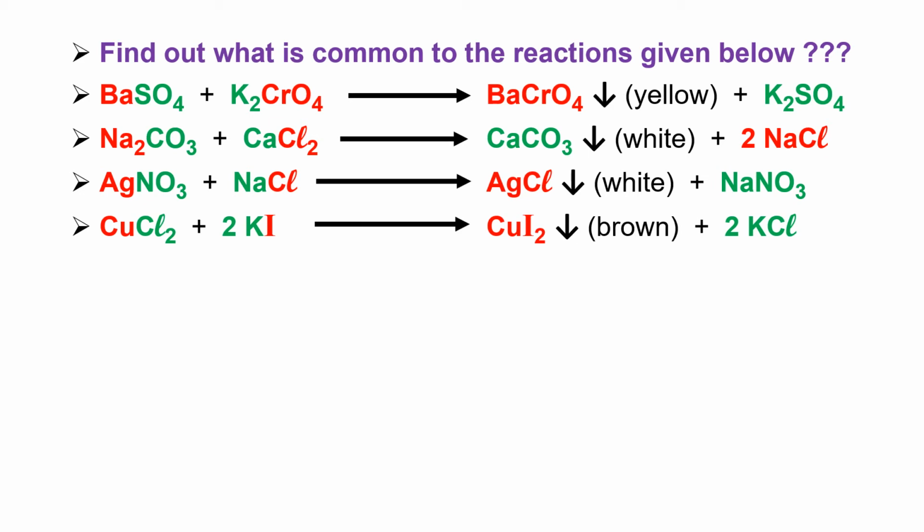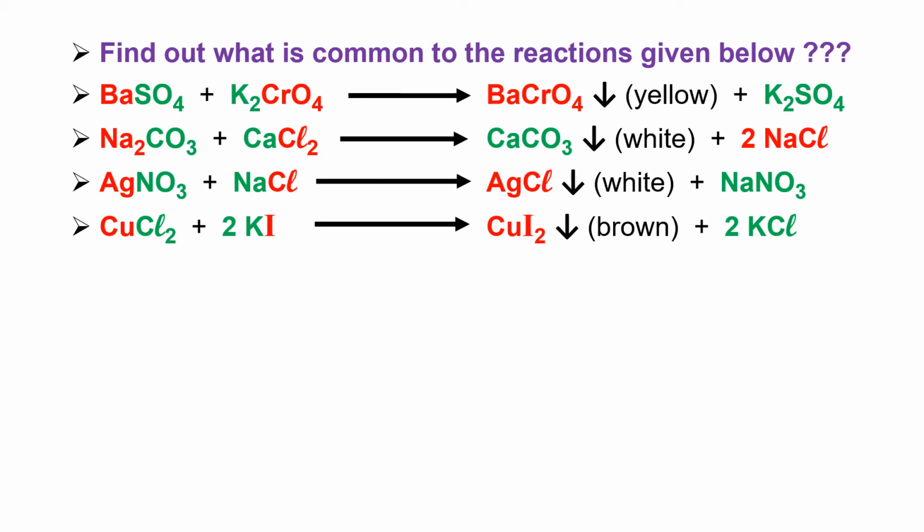In the first reaction, the bond between barium and sulfate is broken, and the bond between potassium and chromate is broken. So barium goes with chromate and potassium goes with sulfate, and that's why you get barium chromate in the first reaction product, and you get potassium sulfate.